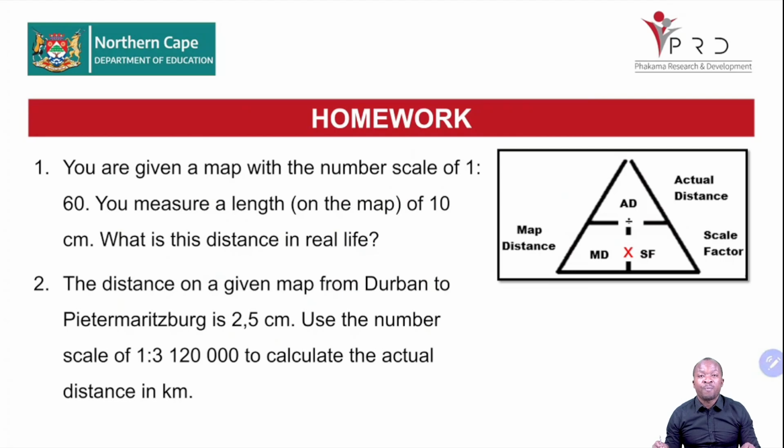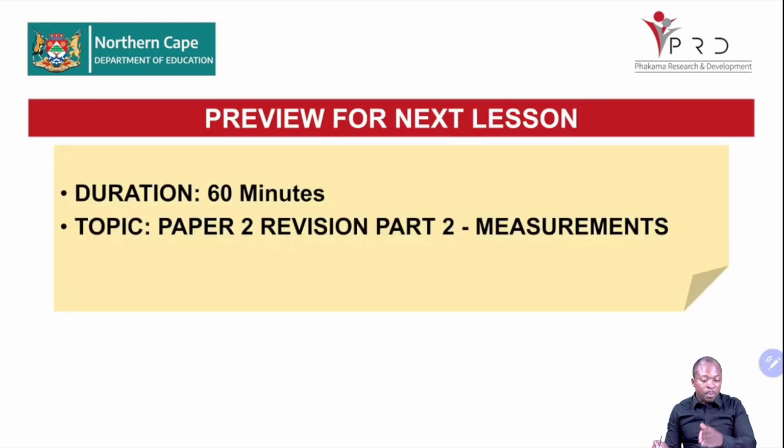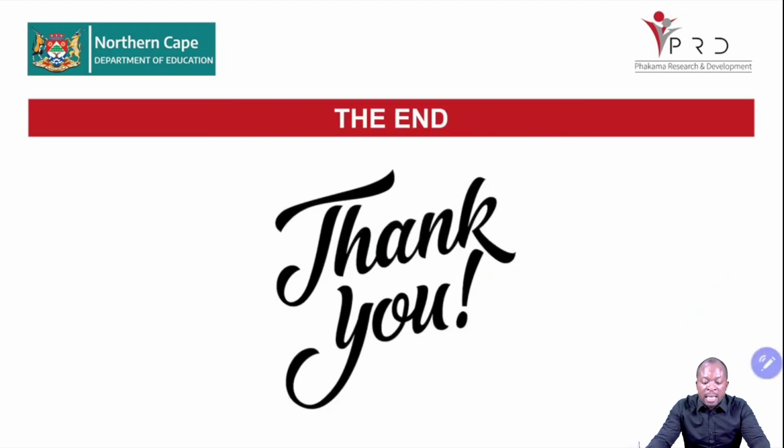Now, I've given you some few questions that will help you in terms of your homework. You need to attempt them. I've applied the solutions there also so that it can guide you to see if you are doing the right thing. Remember, we are almost there. So I need you to be ready for the next portion, which is going to be measurement, which is the second part B of this paper 2 revision, so that you get a complete package before you enter the examination.